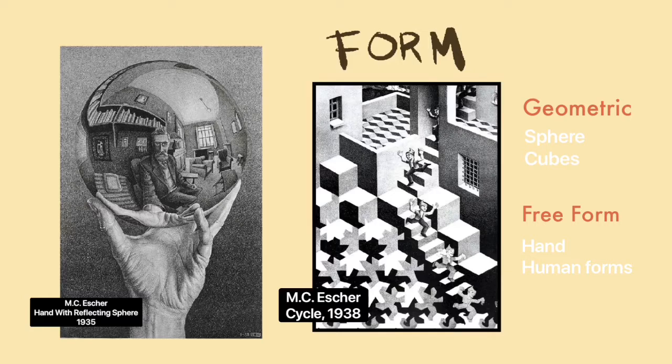This is the hand you see in the left drawing and the human form you see inside the sphere and running around the right drawing. As for geometric forms, you can find the sphere in the left drawing and the cubes and rectangular prisms that form the stairs on the right.